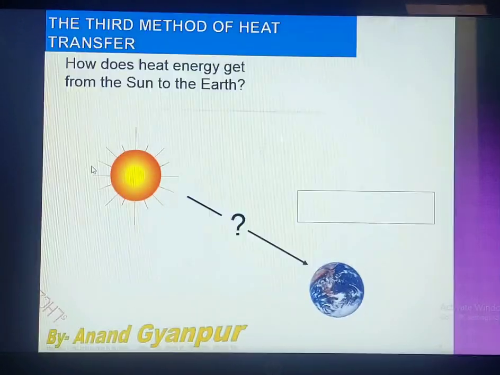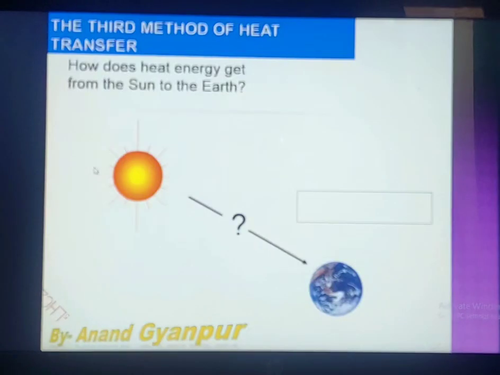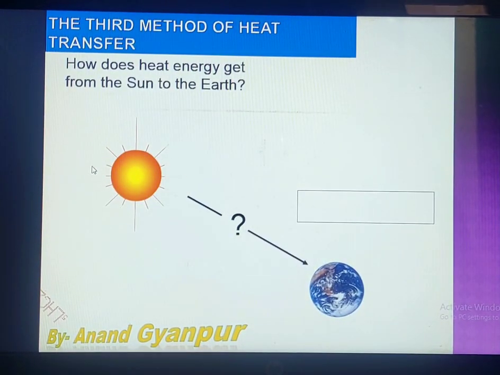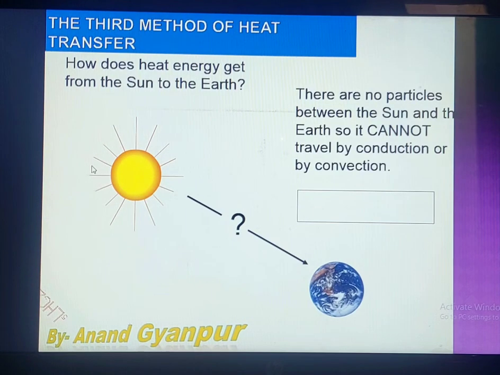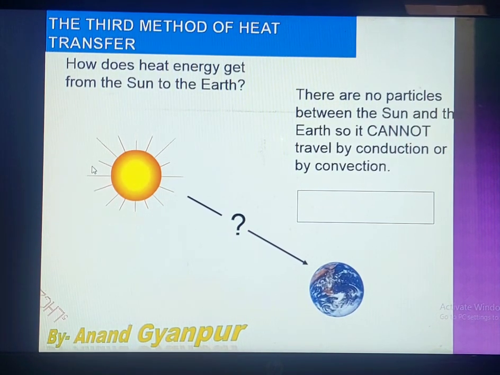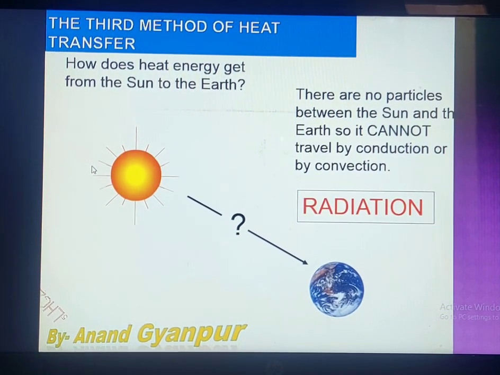Now the third phenomenon is radiation. First was conduction, second is convection, and third is radiation. So how does heat energy get from the sun to the earth? Is there any medium, any path, or anything to travel through? There is no particle between the sun and the earth, so it cannot travel by conduction or convection, because there is a vacuum, there is no air from the sun to the earth. So this is where radiation comes in.